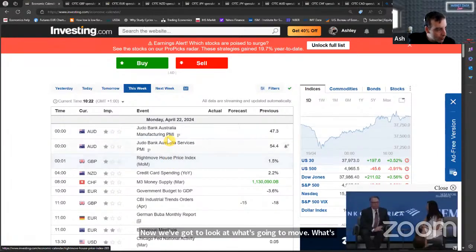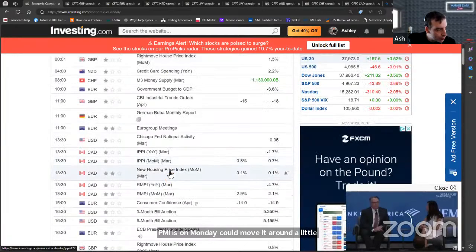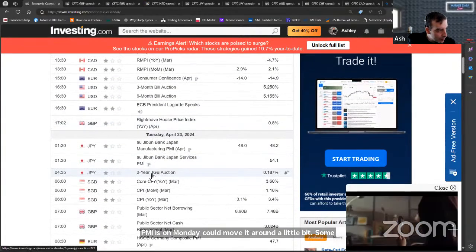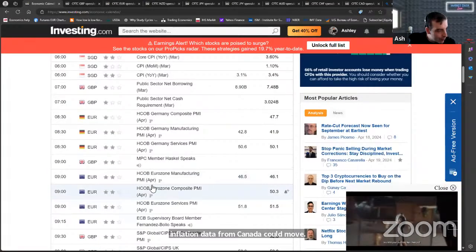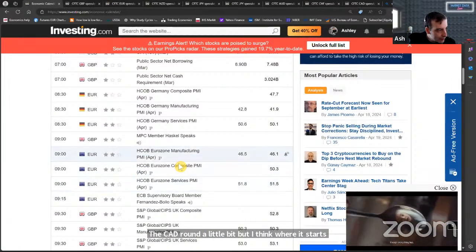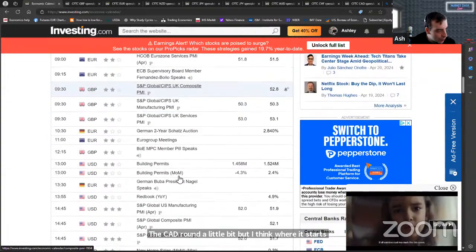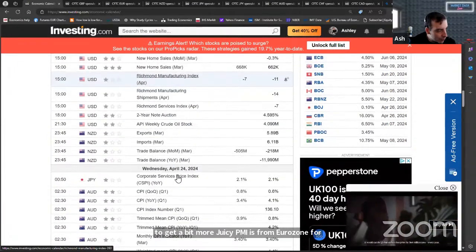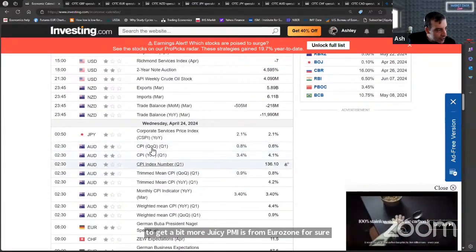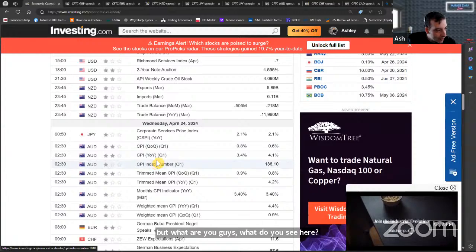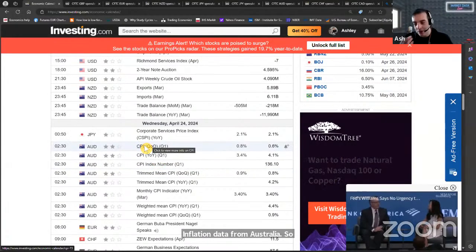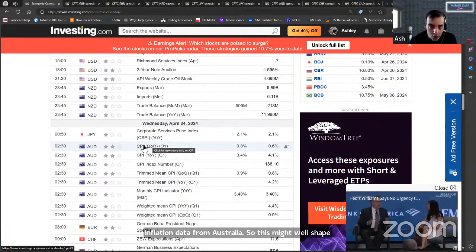PMIs on Monday could move it around a little bit. Some inflation data from Canada could move the CAD around a little bit. But I think where it starts to get a bit more juicy, PMIs from Eurozone for sure. But where it gets a bit more juicy is here. Inflation data from Australia. So this might well shape which direction we want to take with the Aussie.